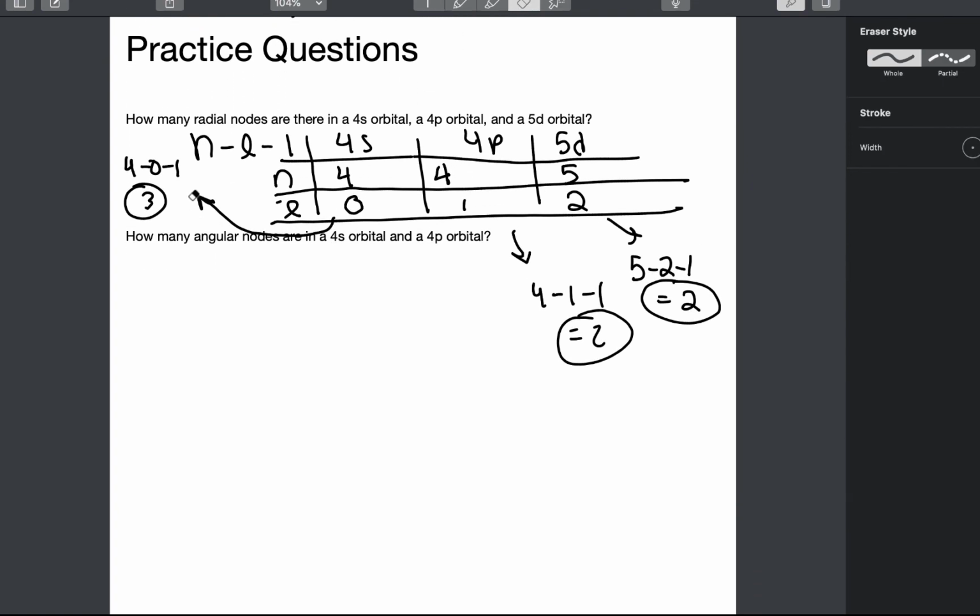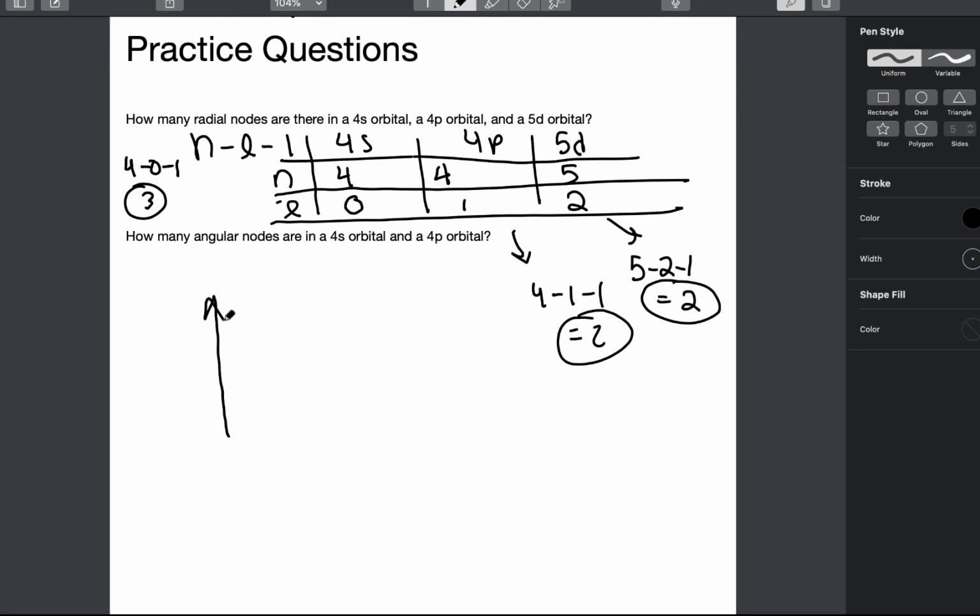So I hope you guys got this second question, because I didn't really go over it in the lecture, however, I'm going to go over it now. So how many angular nodes are in the 4s orbital and the 4p orbital? Angular nodes refer to the actual shapes of the orbitals themselves. So let's just quickly draw both the 4s and a 4p orbital.